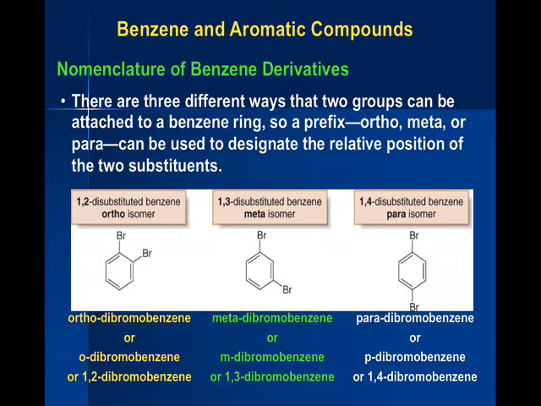So I have para-dibromobenzene, meta-dibromobenzene, and ortho-dibromobenzene. And we even simplify that a little bit more by just writing O-dibromobenzene. So O means ortho, M means meta, and P means para.